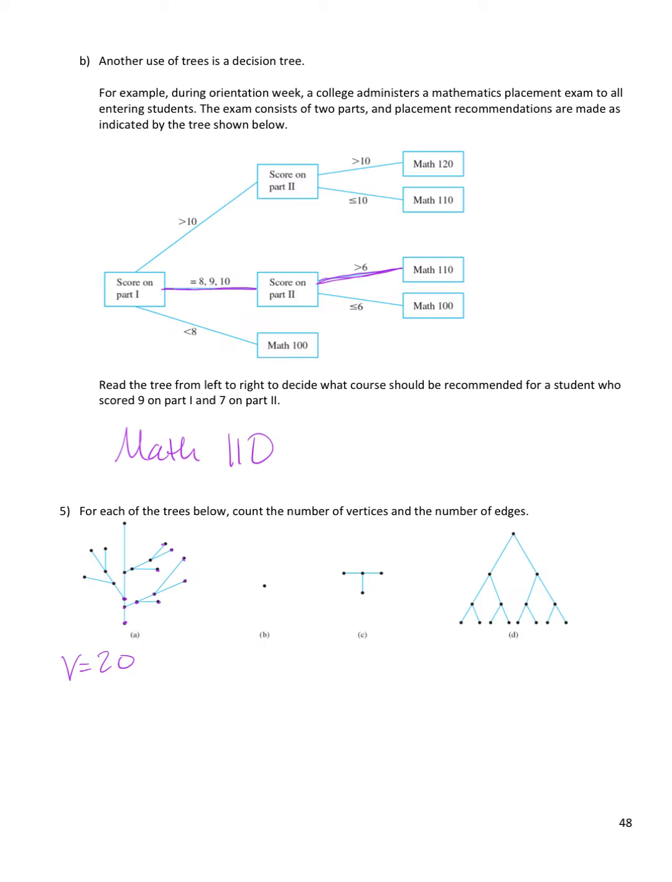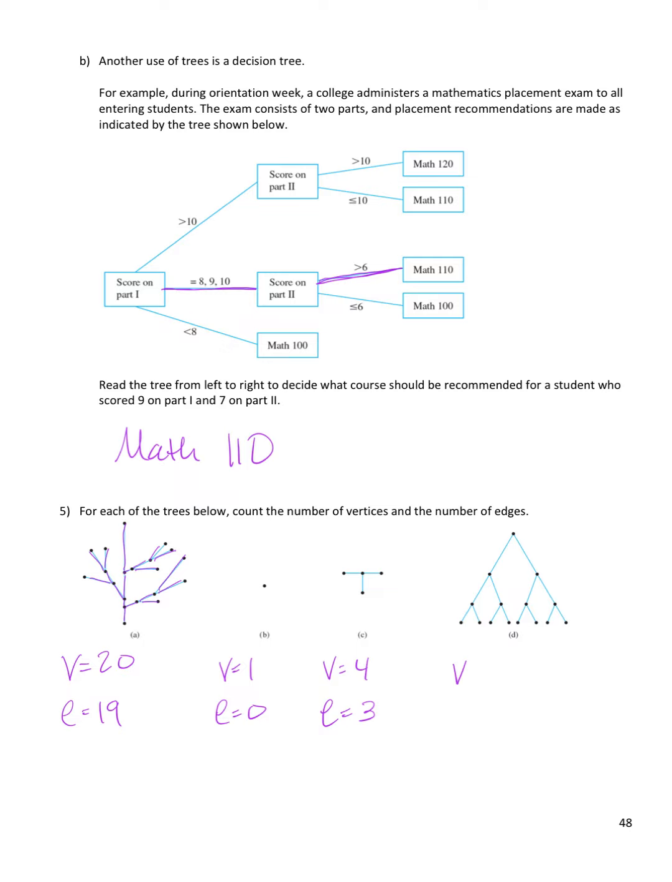And then I want to count the edges. Same tree, count the edges instead of the vertices. So again, going up the main branch, I have 1, 2, 3, 4 edges. Then 5, 6, 7, 8, 9. Then 10 through 19 edges. For B, we have 1 vertex and 0 edges. For C, vertices there are 4 and edges are 3.